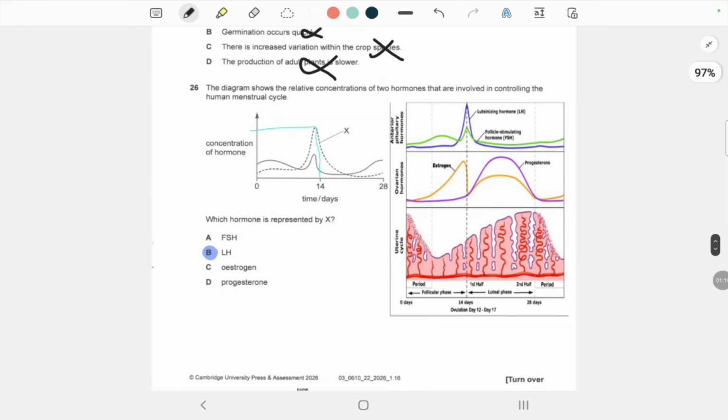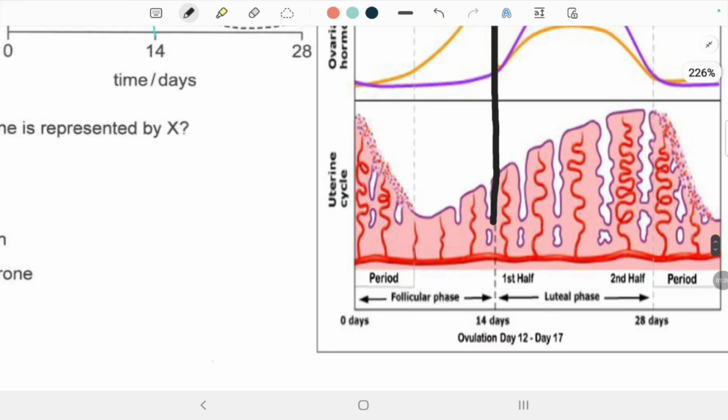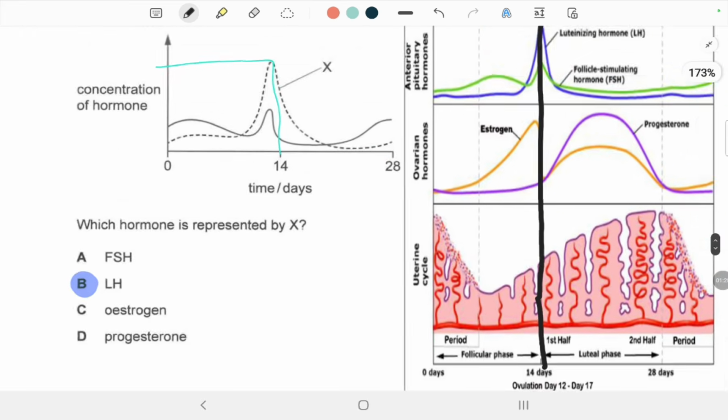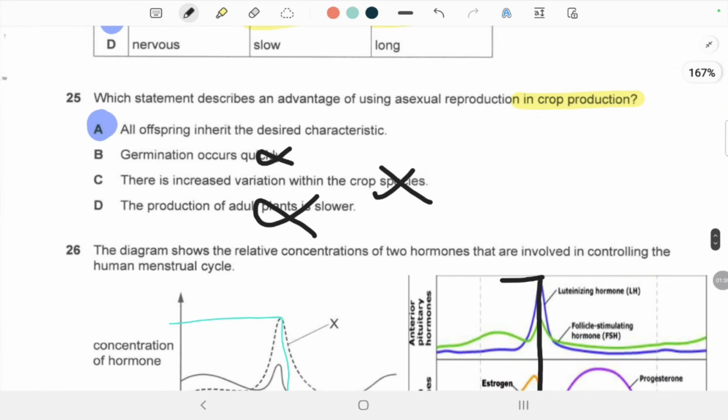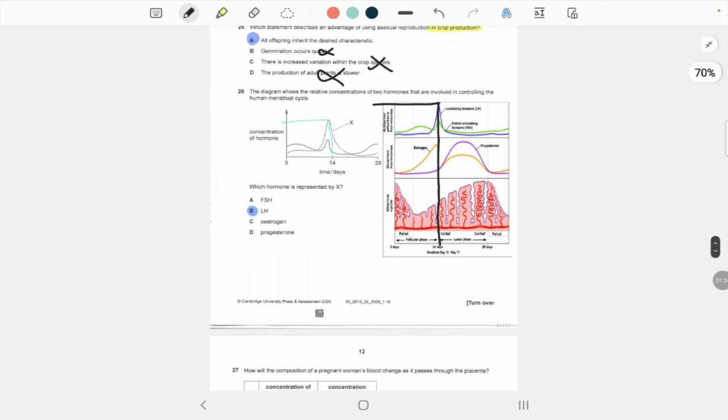Question number 26. Which hormone is represented by letter X? Well, it is the luteinizing hormone, LH. And as you can see from the graph that I placed here for you guys, the luteinizing hormone in blue color reached its peak on day 14. So if you check day 14 here, the luteinizing hormone has reached its peak. It is the same diagram as the one provided in question 26.